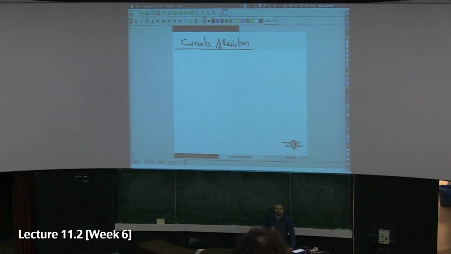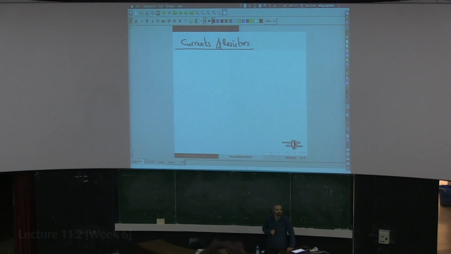Okay, any questions about the capacitors? Now we will be changing the subject. We will be starting to study the currents. Before we start the currents, any questions about capacitors?